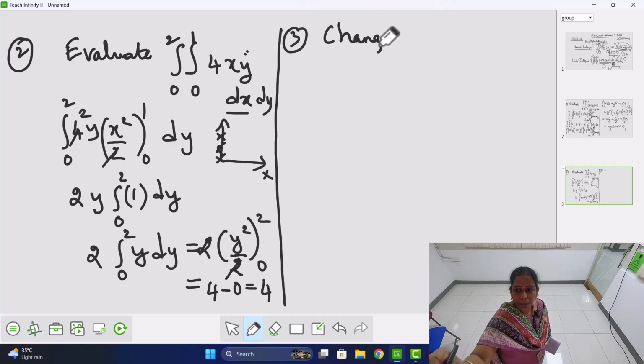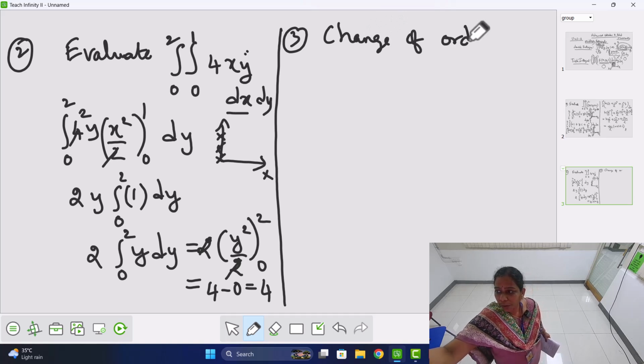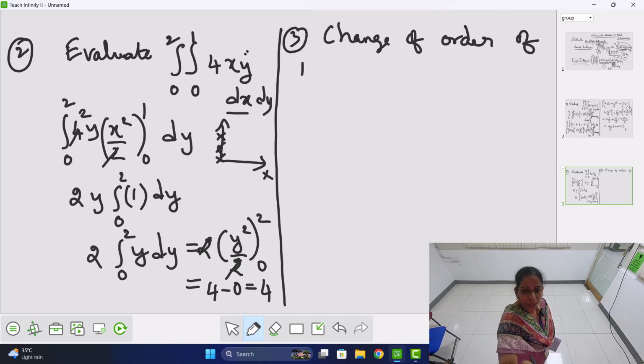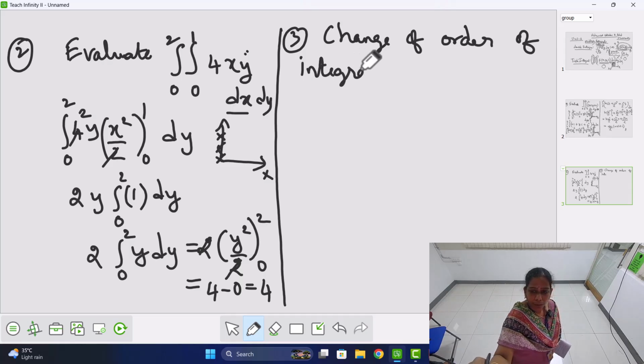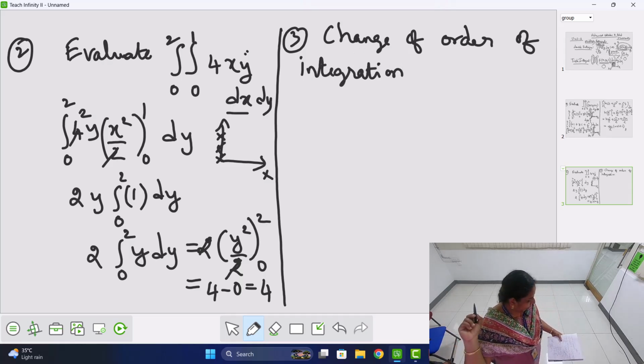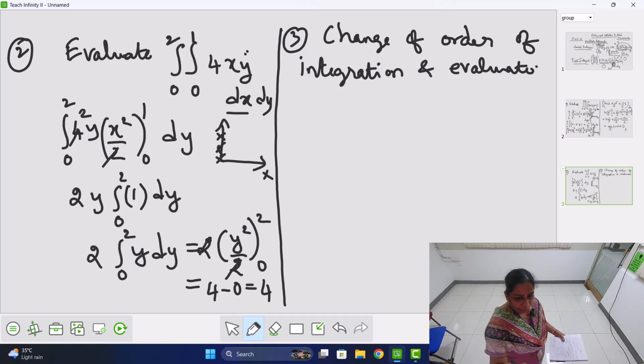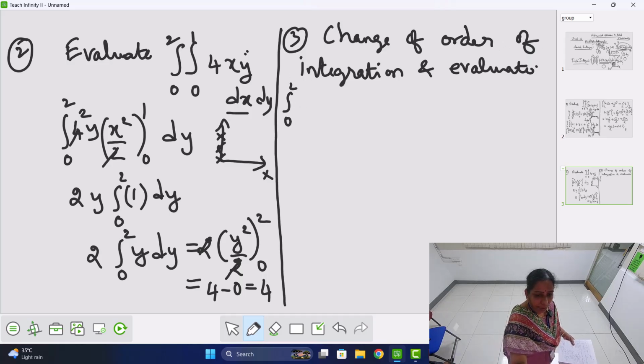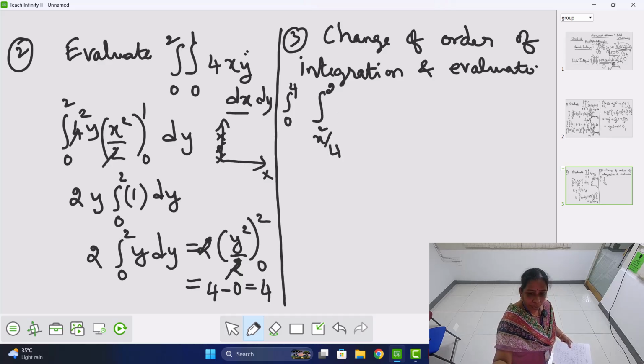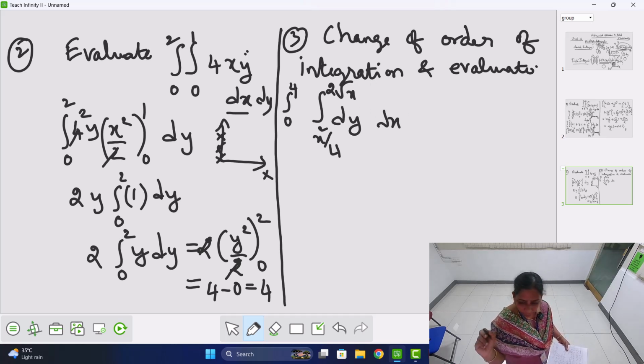Okay, next, so third problem, I'm going to teach you the change of order of integration, which is very important. The problem is this, and I have to evaluate the integral from 0 to 4, x squared by 4 to 2 root x, dy dx, right? So I have to evaluate this.